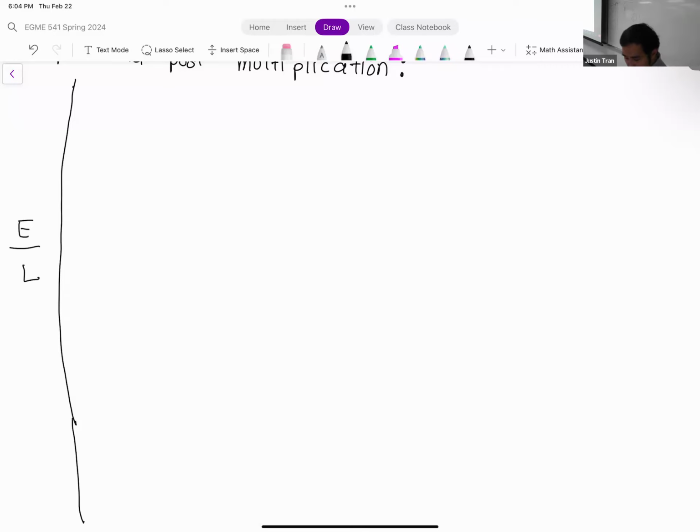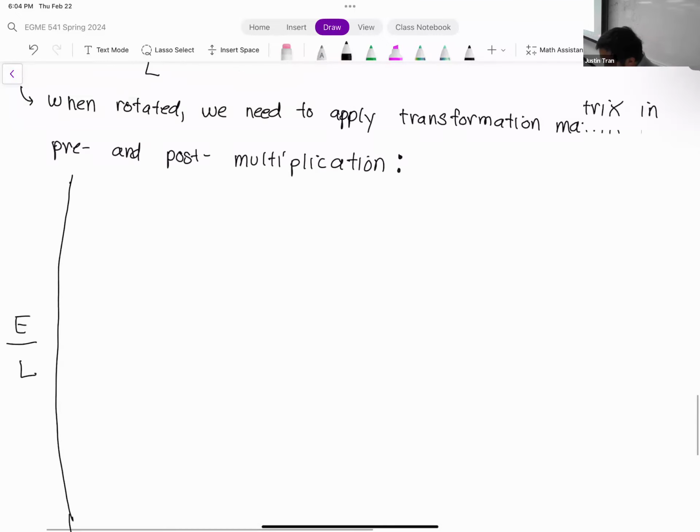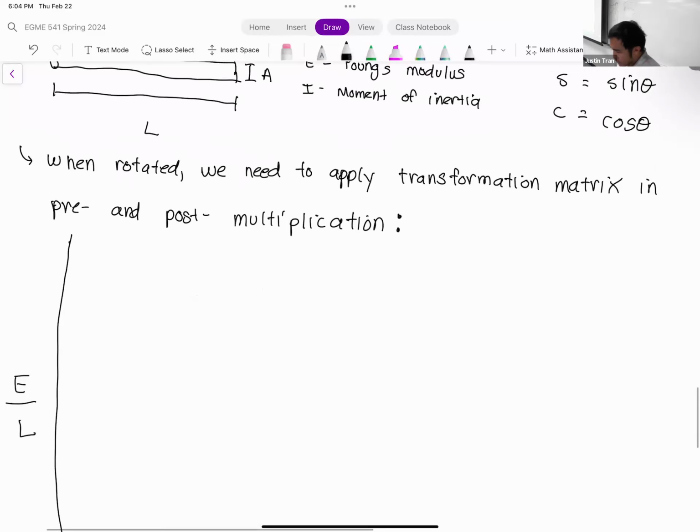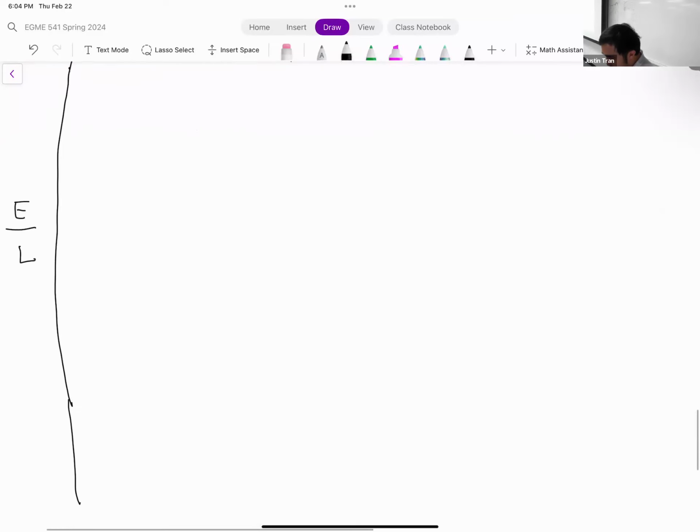Okay. But same as before, so we have our standard properties here. So E, Young's modulus, I, moment of inertia, length L, cross-sectional area A. Okay. We're going to have S. S is going to make an appearance. S is sine of the angle theta. C is cosine of the angle theta that the element makes with the horizontal. Okay. So just remember all that, because all of these are going to make an appearance here.